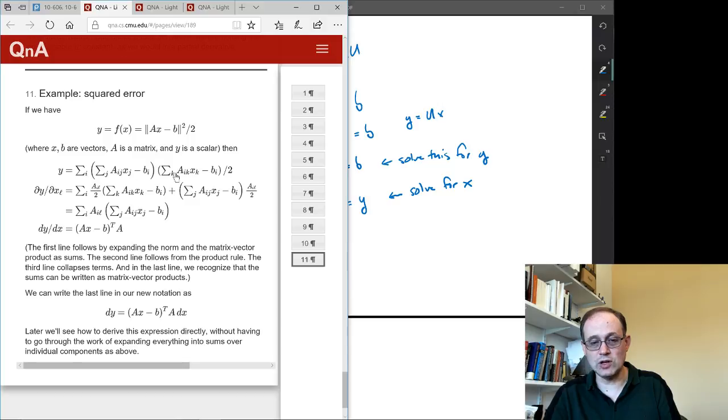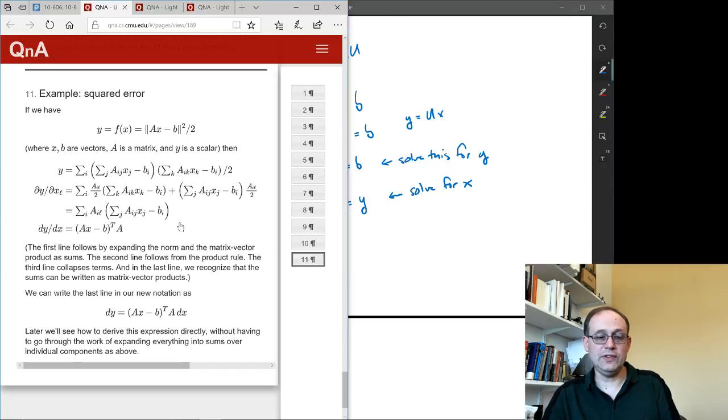I just wrote out all of the matrix multiplications as sums, took partial derivatives with respect to each component of x, and then once we see this, we can compute the total derivative by recognizing matrix multiplications in that expression, right? So it's kind of fiddly. It takes a lot of ink, so to speak, and you have to be very careful about your indices in order to get it right.